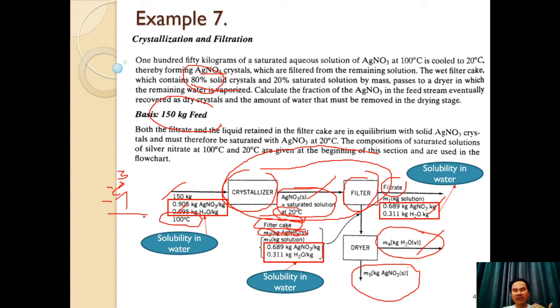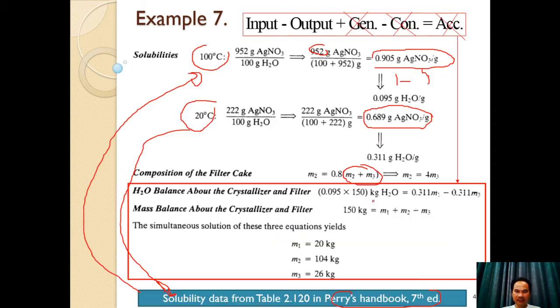For this case, you can solve the balance around the crystallizer and filter, because you know 3 unknowns but 2 independent balances and 1 piece of information. You can solve for that. But for overall, you cannot. We have 3 unknowns, only 2 balances. Let's get the first step. You have to balance on the crystallizer and filter.